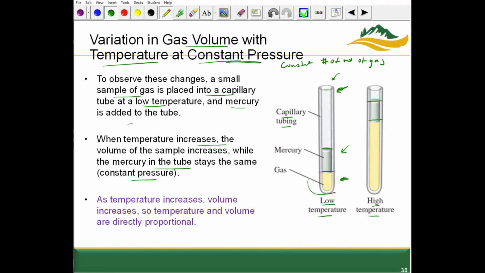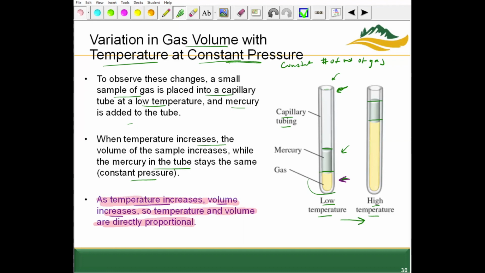What happens to the volume as we increase the temperature? As temperature increases, pressure stays the same. The amount of gas stays the same. What this leads to is an increase in the volume. Now, these are considered temperature increases, volume increases. So temperature and volume are now directly proportional.